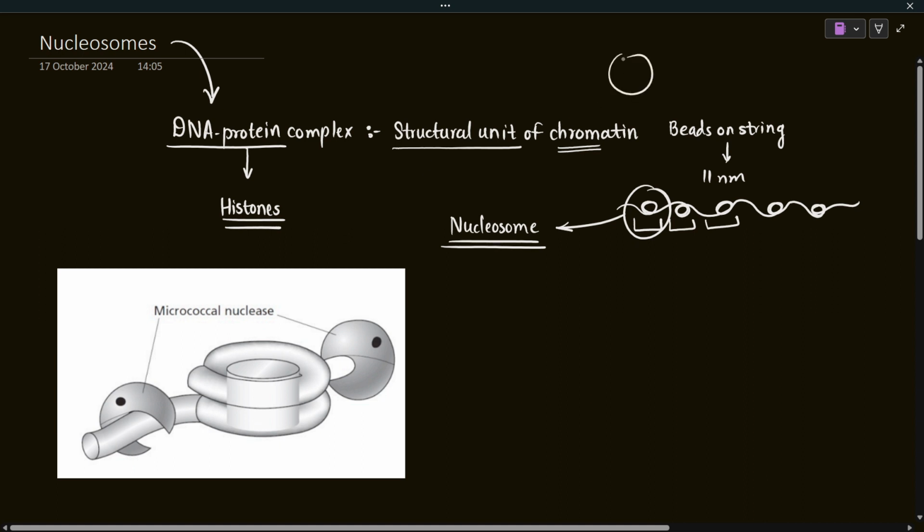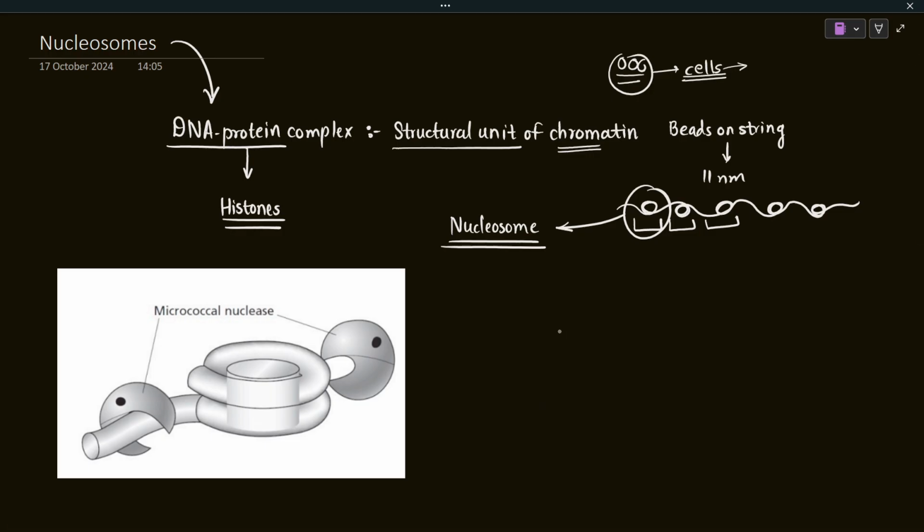Now, what is tissue made up of? Tissue is made up of a lot of cells, multiple types of cells. So we can say that the cell is the basic structural unit of a tissue. In that way, nucleosomes are the structural unit of chromatin. So how did researchers get to know that nucleosomes are the basic structural unit?